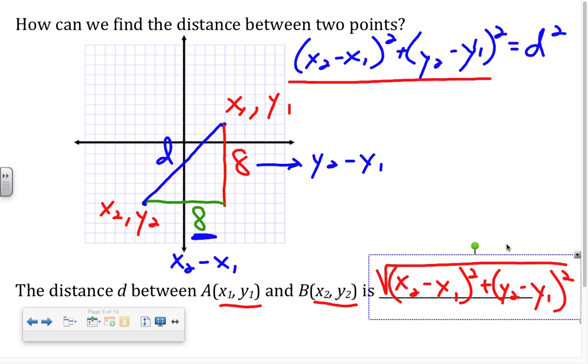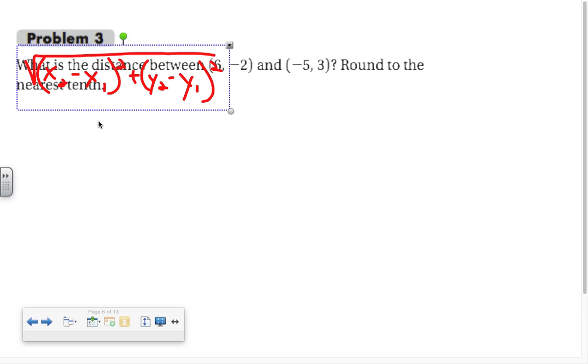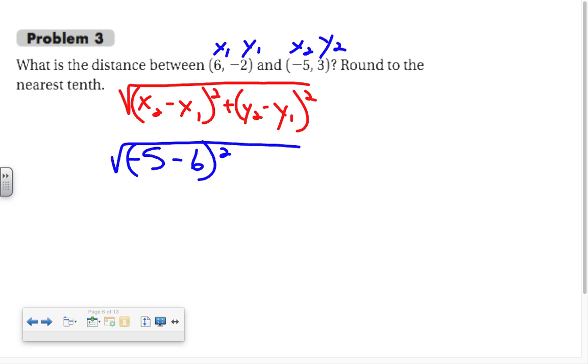Copy and paste that. So I can use it to find the distance between these 2 points in problem 3. Some students might find it helpful to label x1, y1, x2, y2. So x1, y1, x2, y2. And then we're just plugging the values into the formula. So square root of negative 5 minus 6 squared plus 3 minus, be really careful with your signs, negative 2 squared.